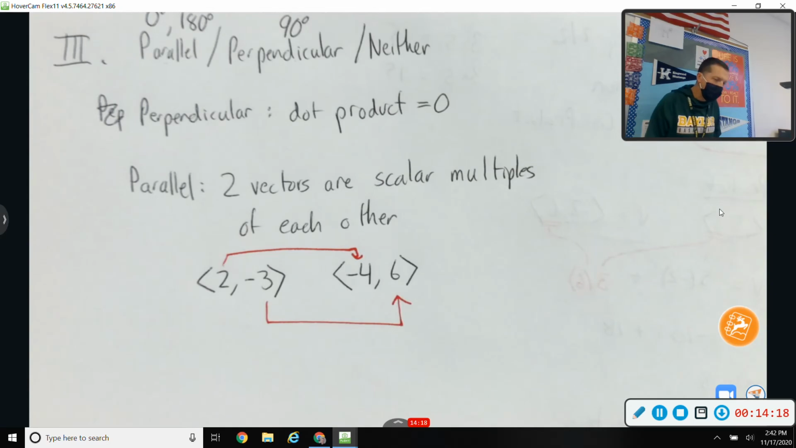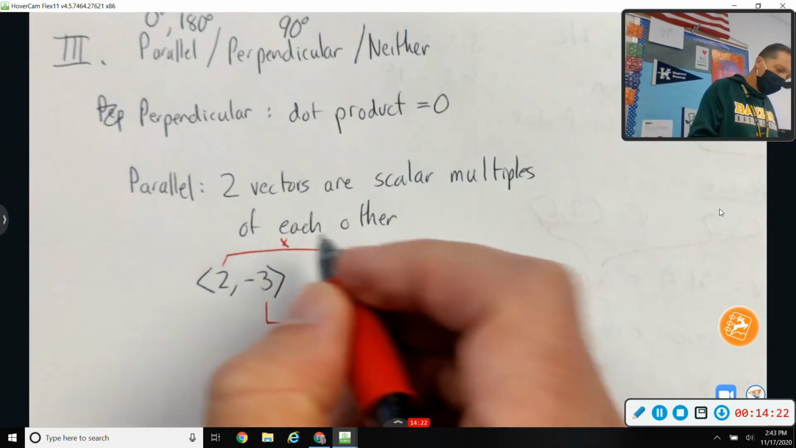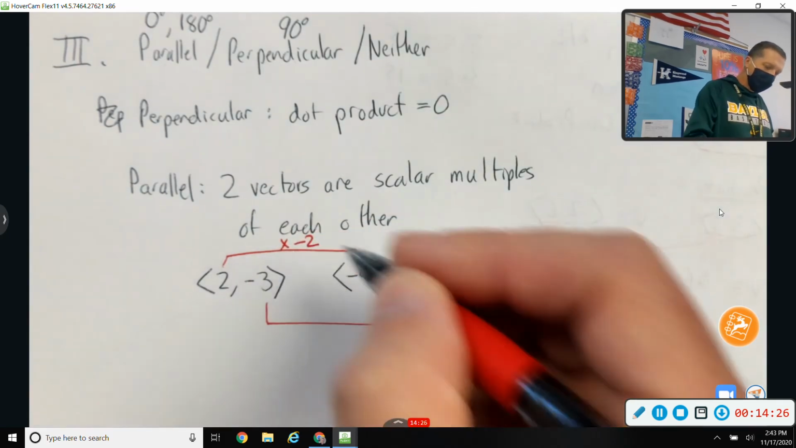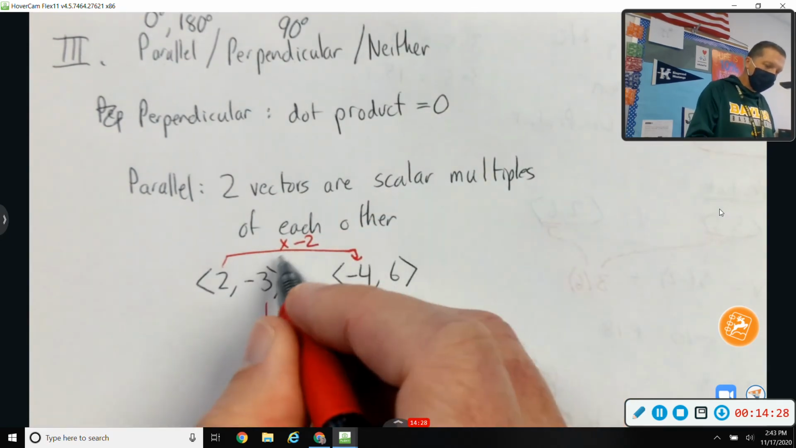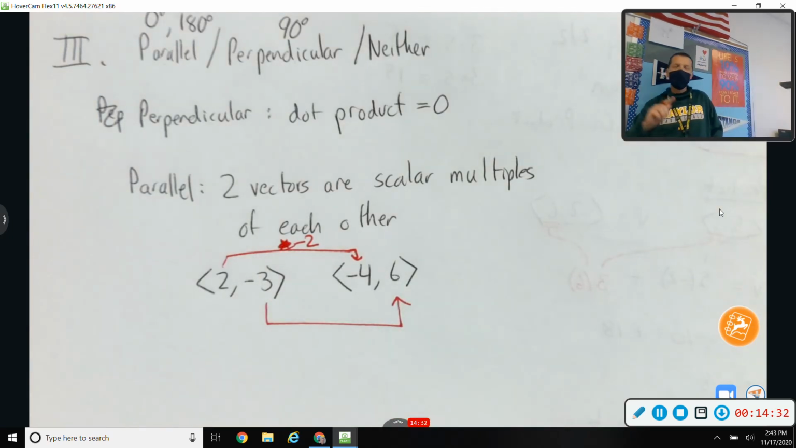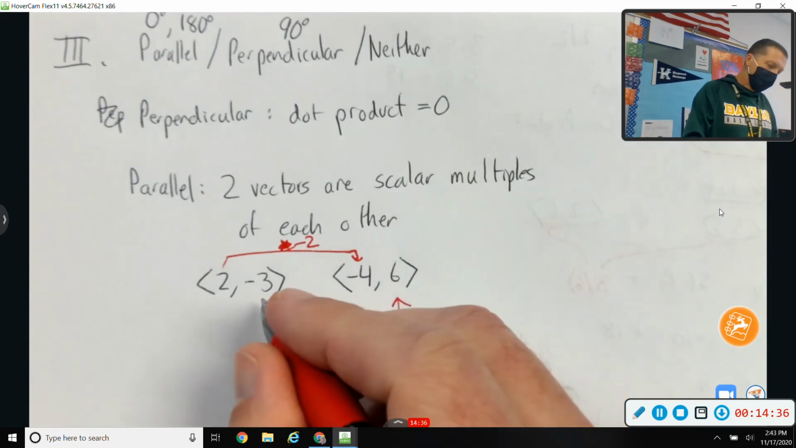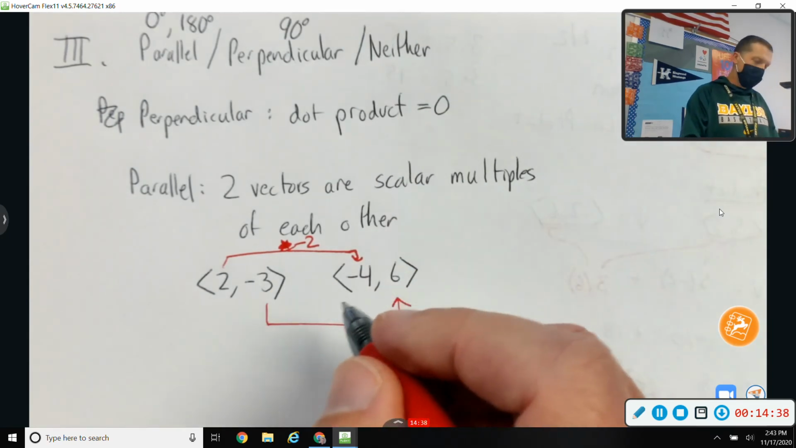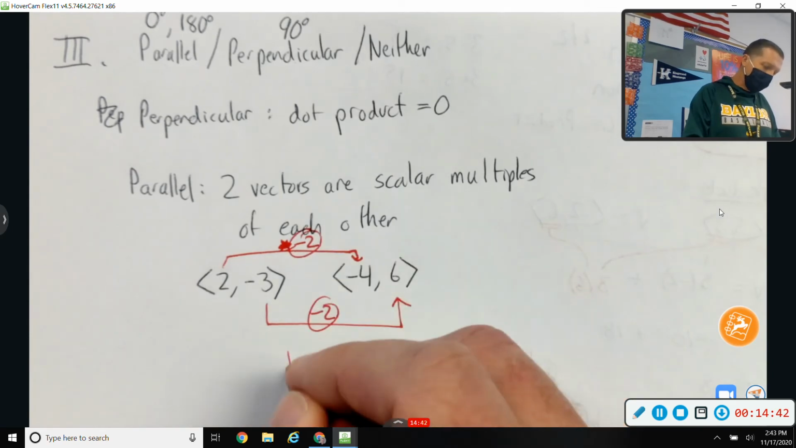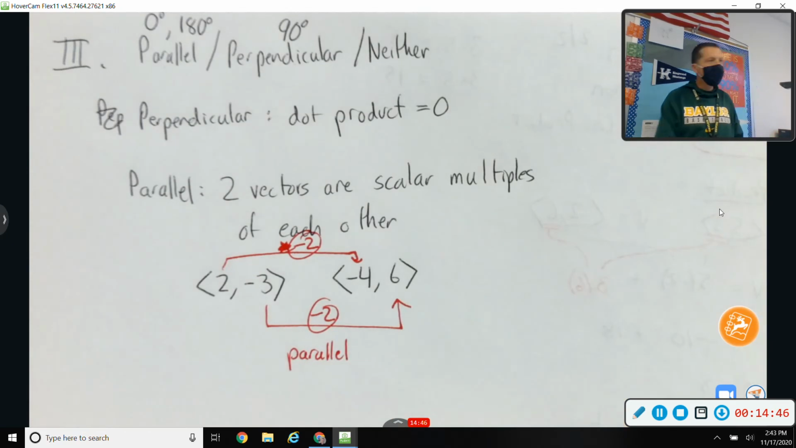So what would we multiply by to get from 2 to -4? -2. That's not x minus 2, it's supposed to be times -2. We'll just leave it as -2. How about from -3 to 6? What would we multiply by? -2. Well, since those numbers are the same, then those two vectors are parallel.